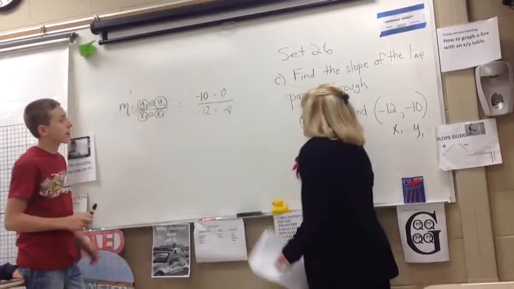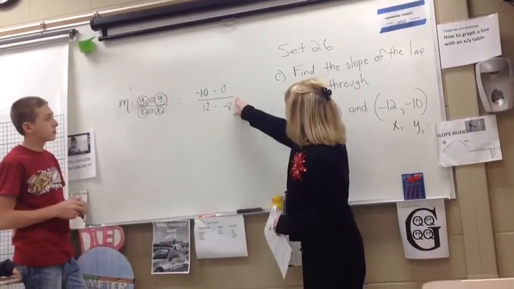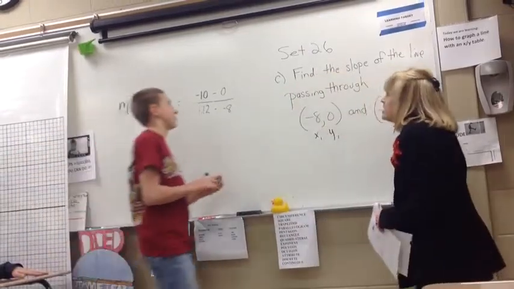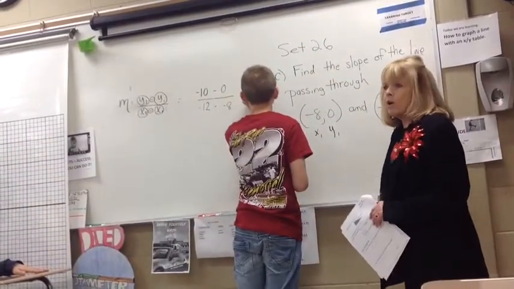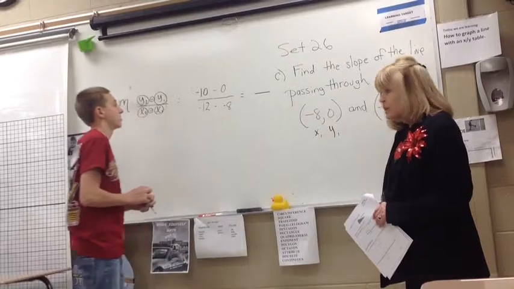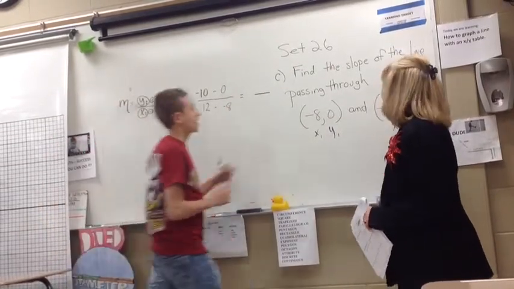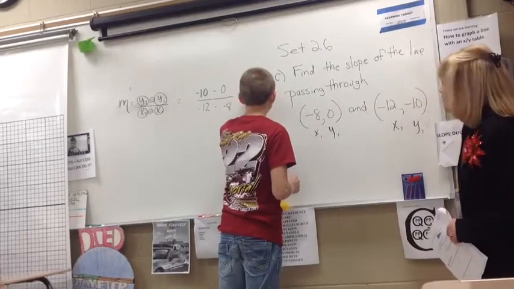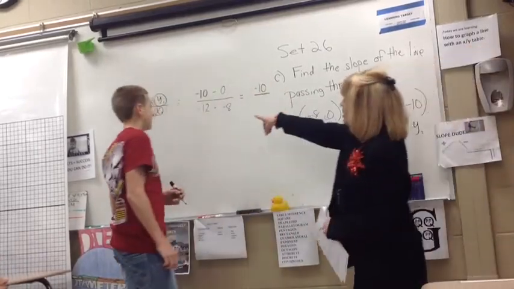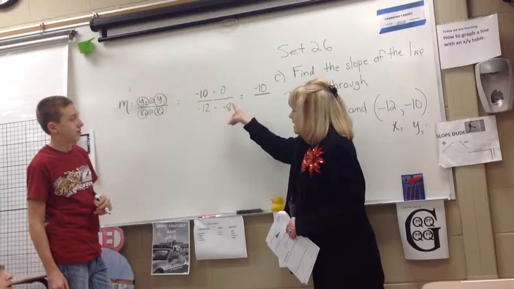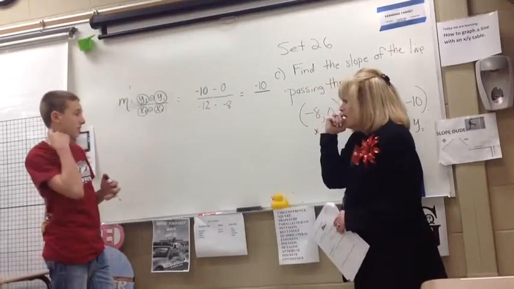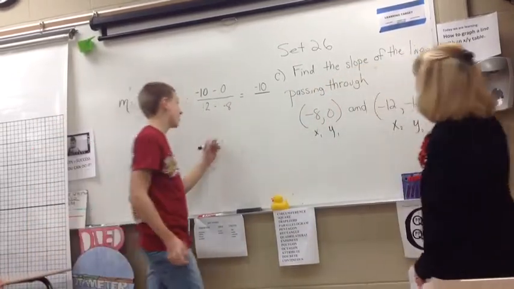And then you punch in the top, write down what you get, put an equal sign here and a fraction bar. If you take away 0 from anything, you just get the same number. So what's -10 take away nothing? -10. Put -10. Now on the bottom, can you do that in your head? -12 take away -8. Very good. -4.